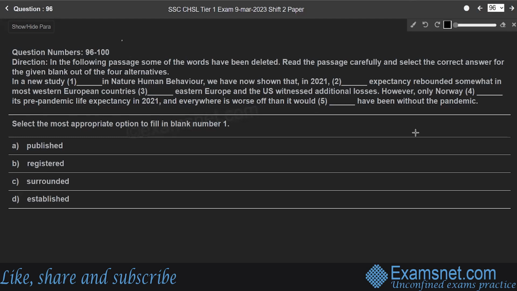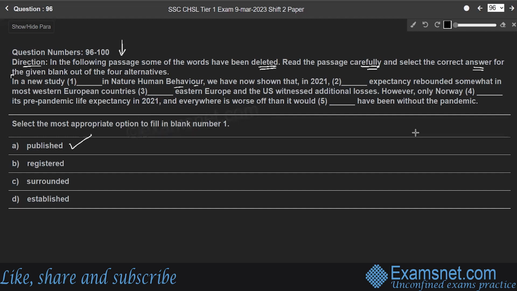Students, questions from 96 to 100 are based on the below passage. The direction is: in the following passage, some of the words have been deleted. Read the passage carefully and select the correct answer for the given blank out of the 4 alternatives. Let us read out the passage. In a new study, blank, in Nature Human Behavior. So, published in Nature Human Behavior. Option A is the right answer.